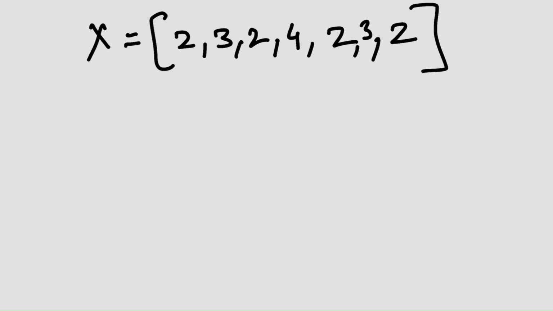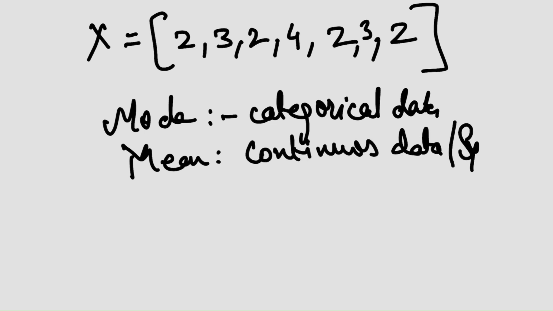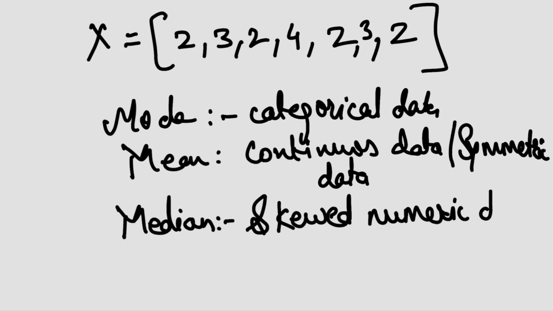It mainly works well with categorical data. So you would see normally mode works well with categorical data, mean with continuous data, or you may say symmetric data, and median is good for skewed numeric data. We will see what skewness is when we discuss the measure of shape.